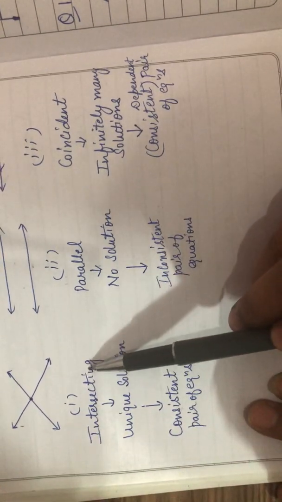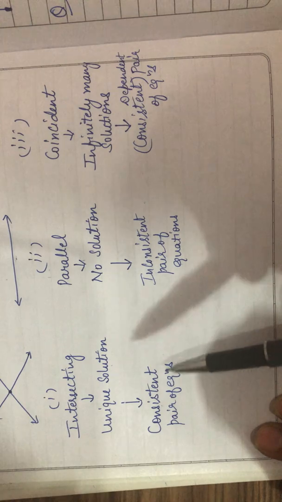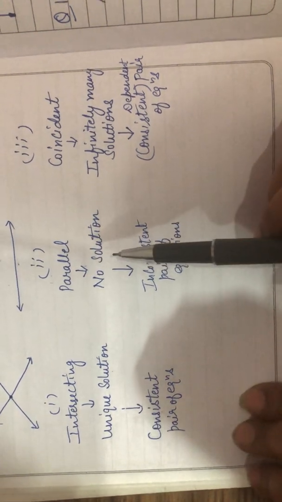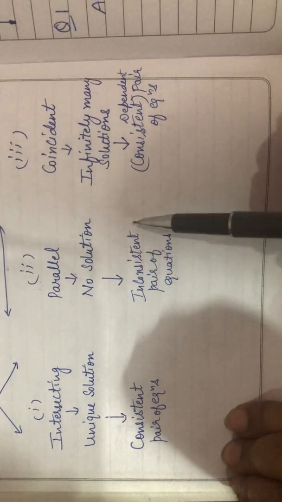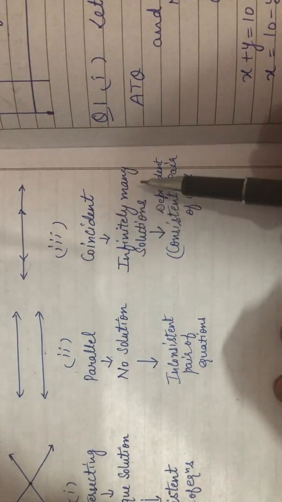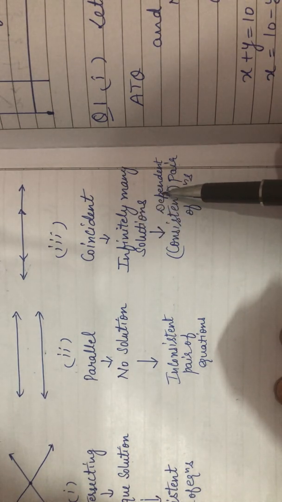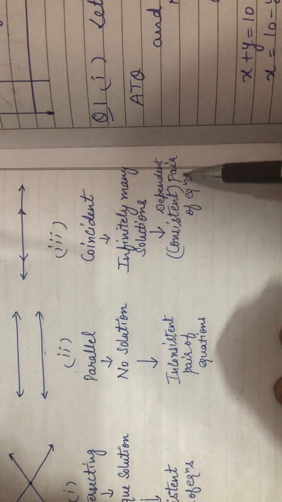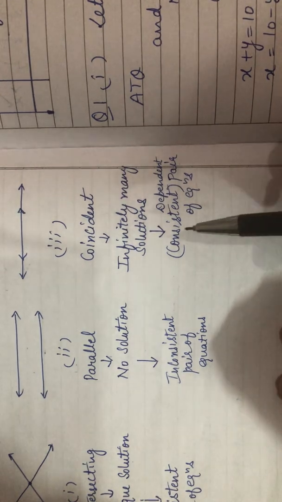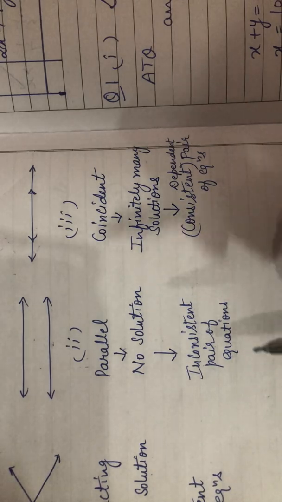So intersecting lines have a unique solution, and unique solution means a consistent pair of equations. Parallel lines have no solutions, and no solution means an inconsistent pair of equations. And coincident lines have infinitely many solutions. Infinitely many solutions means dependent, or generally we say it is a consistent pair of equations only. So this was about the graphical method, how to find solutions.